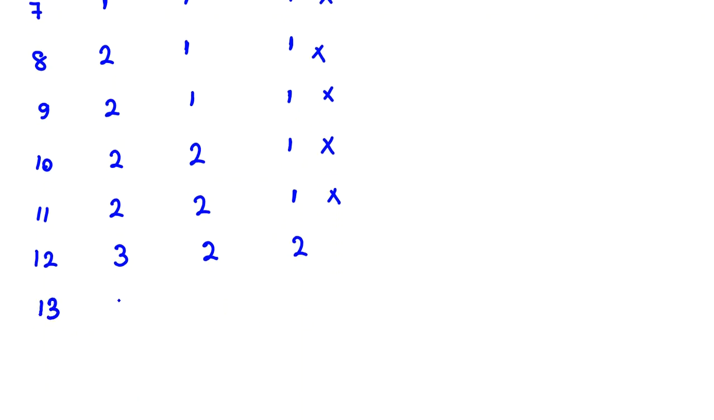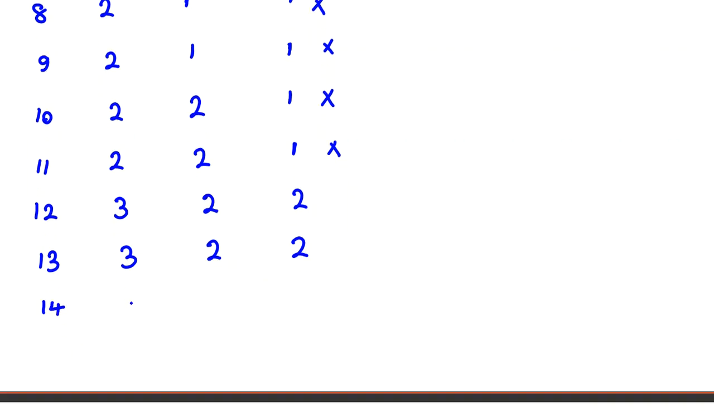What about 12? Let's find the next good number. Pause the video and try to find the next good number. 12 over 4 is 3, 12 over 5 is 2, 12 over 6 is 2. 13. 13 over 4 is 3, 13 over 5 is 2, 13 over 6 is 2. 14. 14 over 4 is 3, 14 over 5 is 2, 14 over 6 is 2. They are bad numbers.